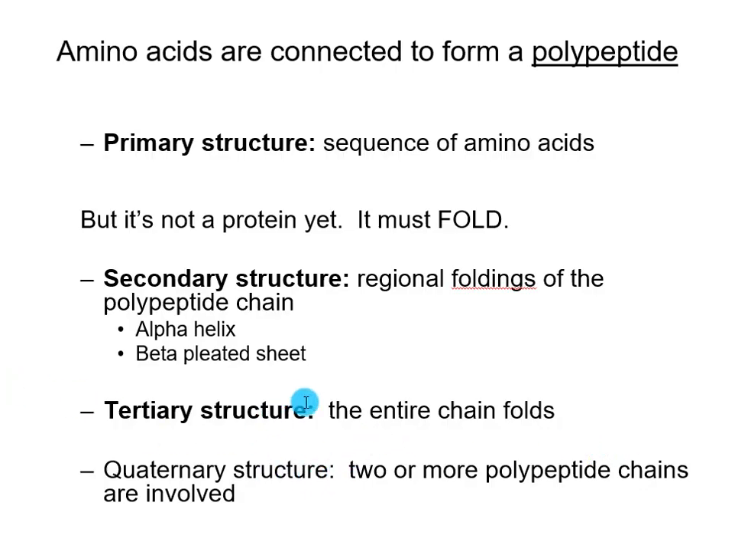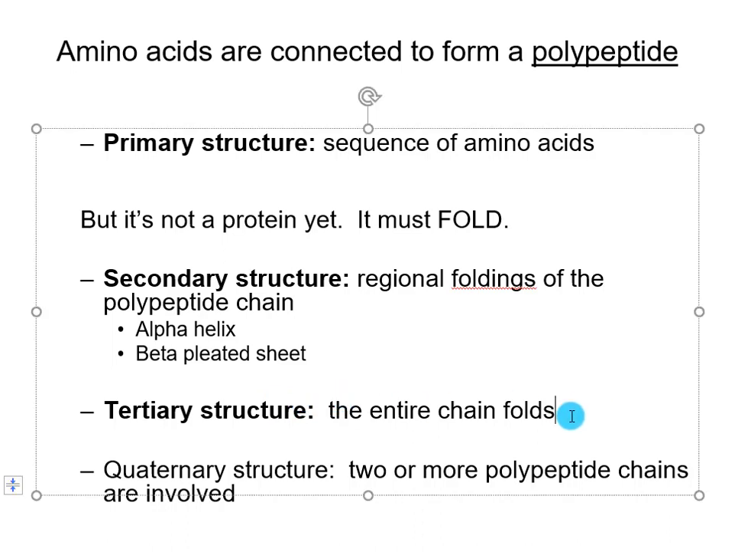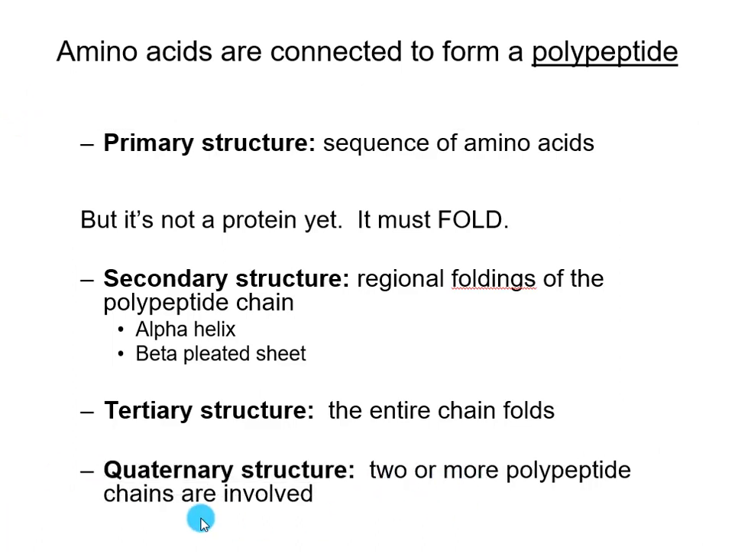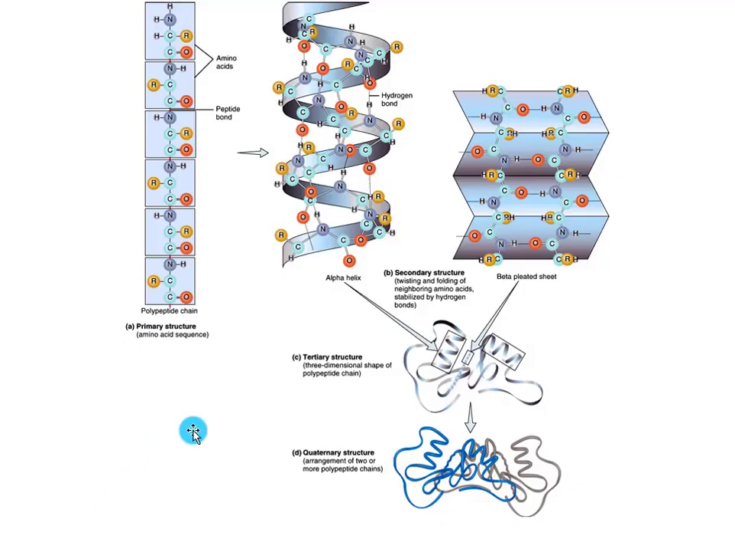Now, for many proteins, we're done at that point. At that point, we're finished, and many proteins do not have a quaternary structure, but there are a handful that do. Now, what is a quaternary structure? Quaternary structures exist only in some proteins, and that is when 2 or more polypeptide chains are involved. So what that means is polypeptide chain number 1 has its spelling, there are regional foldings into 2 characteristic shapes, then the whole darn thing folds up on itself.